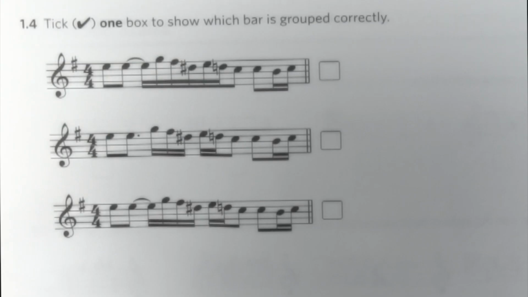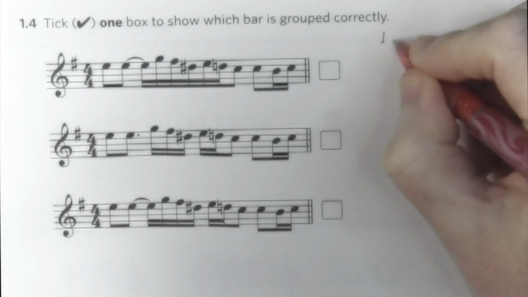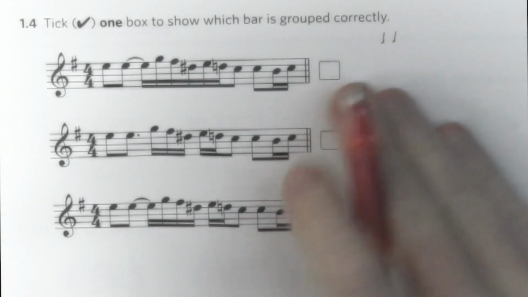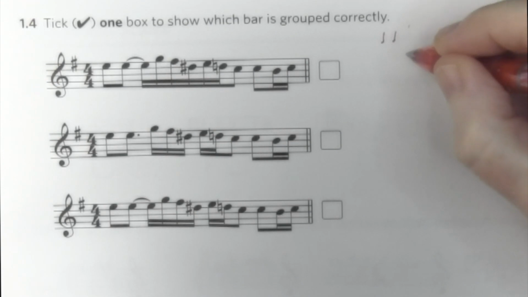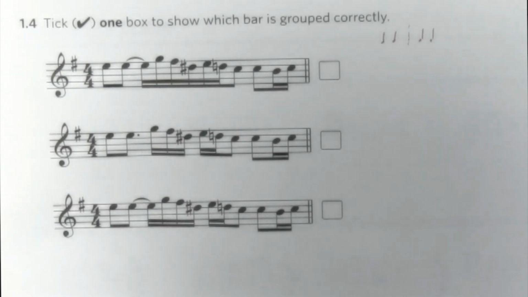In question 4, we need to tick the box that shows the bar that is grouped correctly. And this is one of the key topics in music because grouping, as I said, tells us a lot. So let's have a look. 4/4 means that we must have 1, 2 crotchets on a side, then the middle of the bar clearly indicated, and then 1 and 2 on the other side.